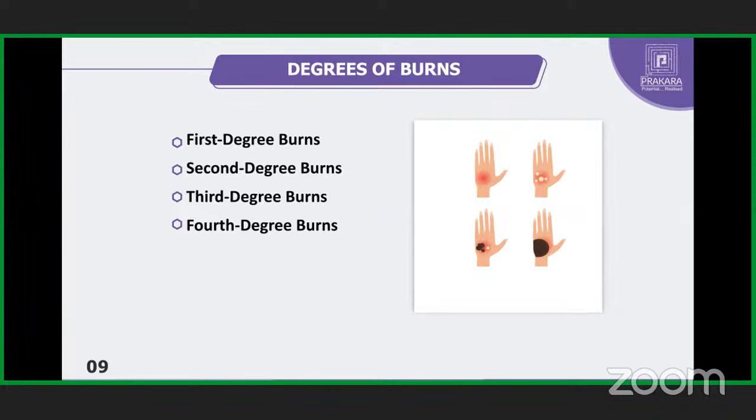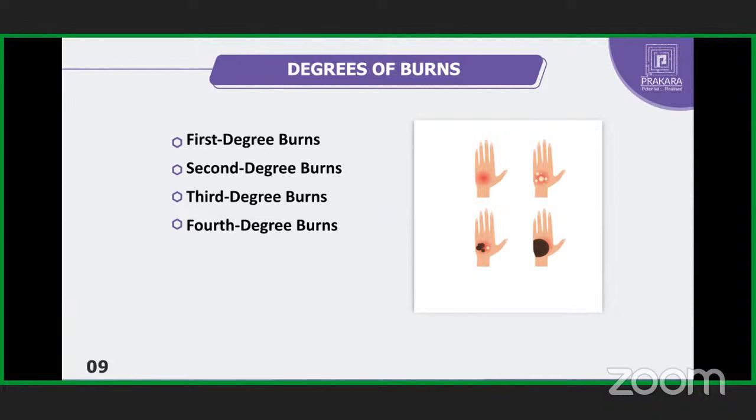Why is it painful? Because there are nerve endings in the dermis and epidermis, which get exposed to the outer environment and get irritated. So nerve endings get irritated, and that is why we have pain. So that is a first degree burn. An example of a first degree burn is sunburn. Due to extreme exposure to sun, there can sometimes be a sunburn to our skin. That is an example of a first degree burn.